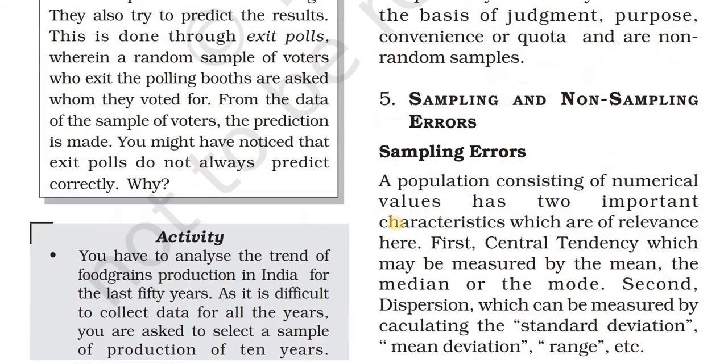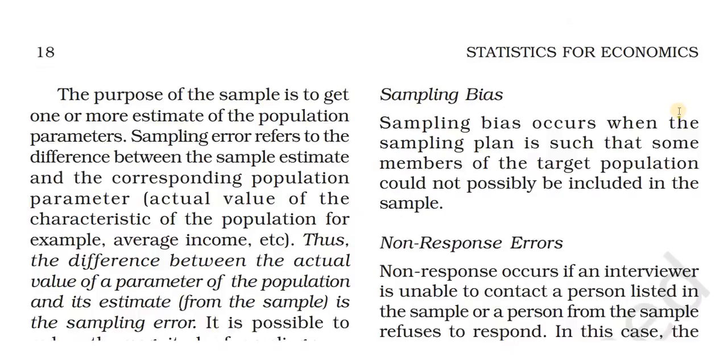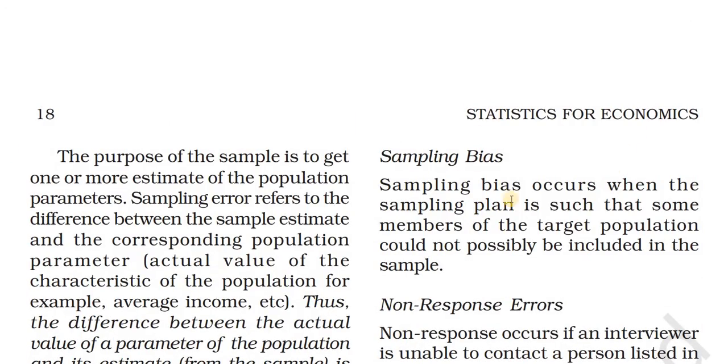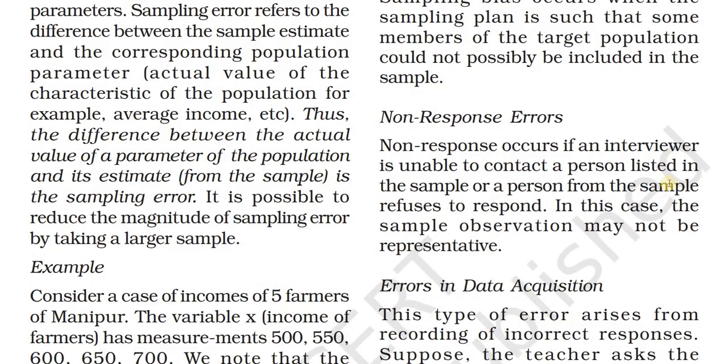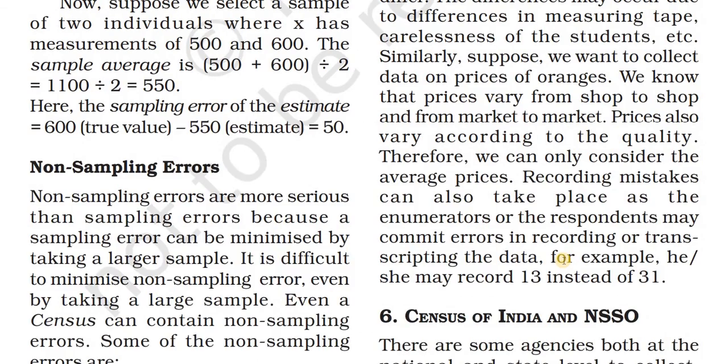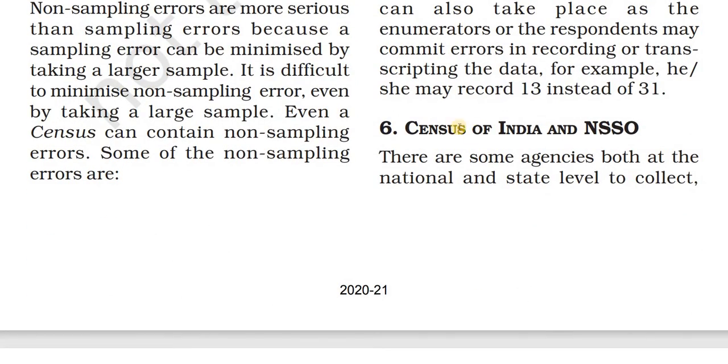Then random sampling is the lottery method, and another one is non-random sampling. Then sampling and non-sampling errors, that we studied in the last class. Three types of errors are there: sampling bias, non-response errors, and errors in data acquisition. These are the non-sampling errors.